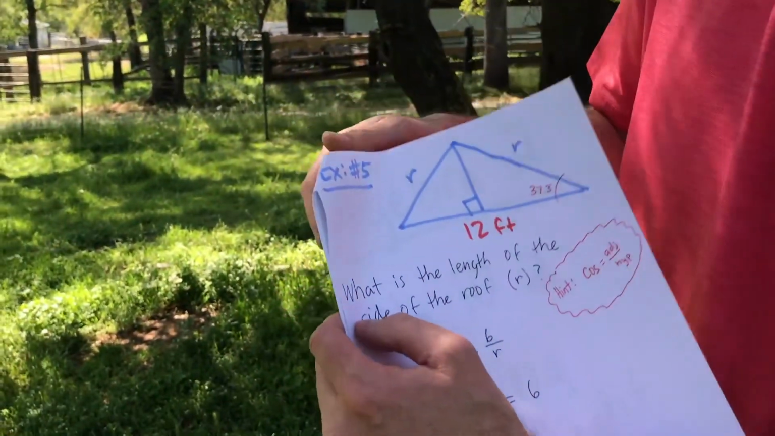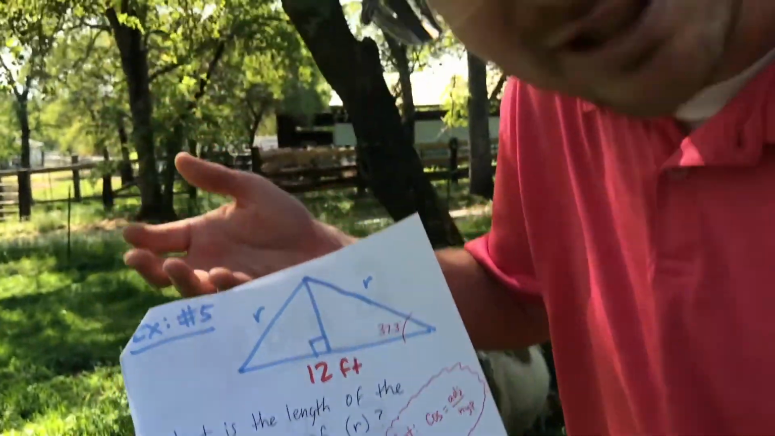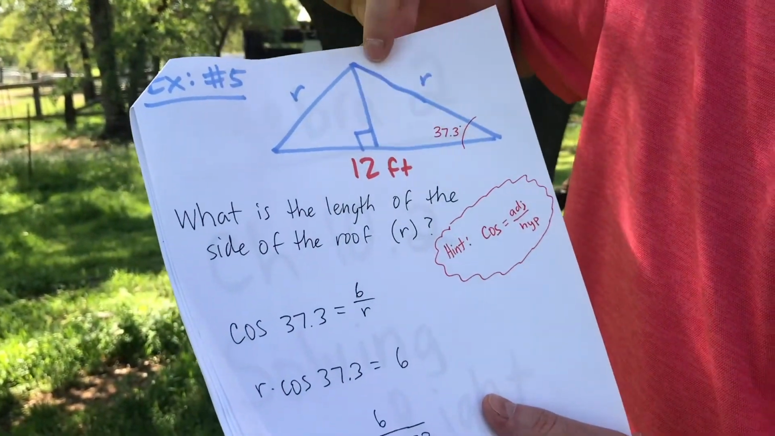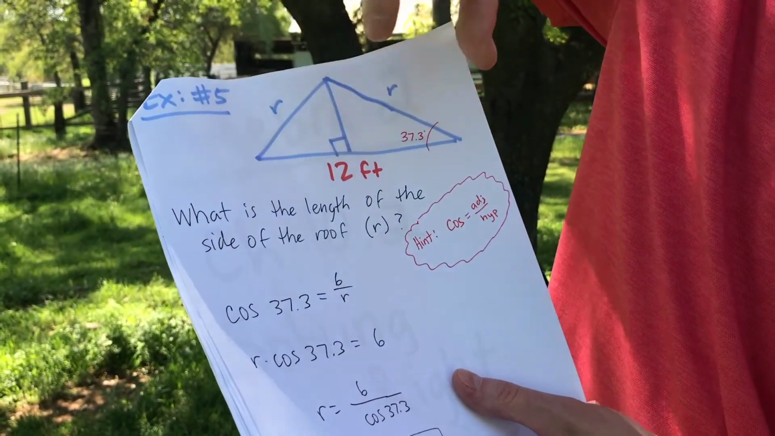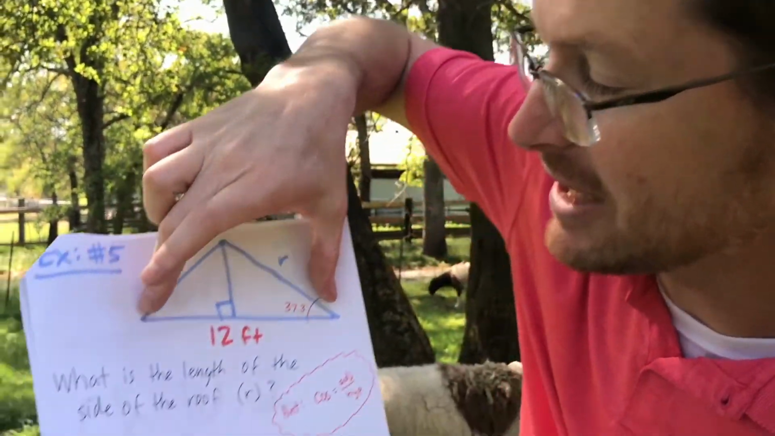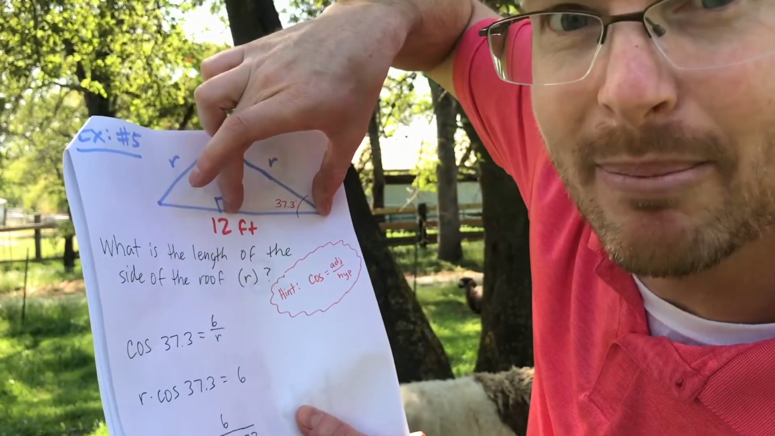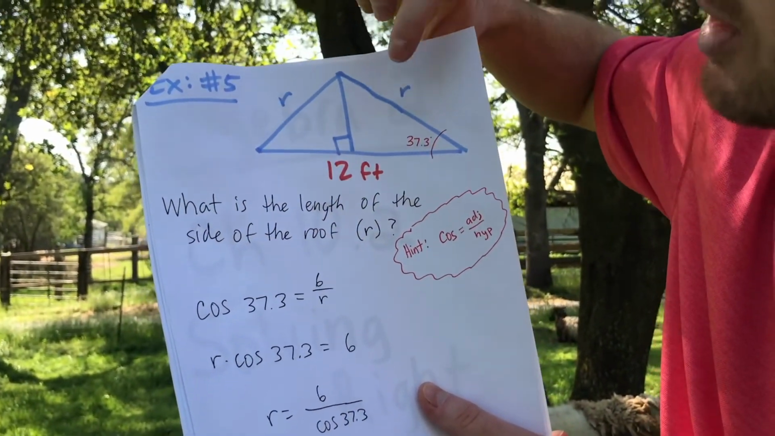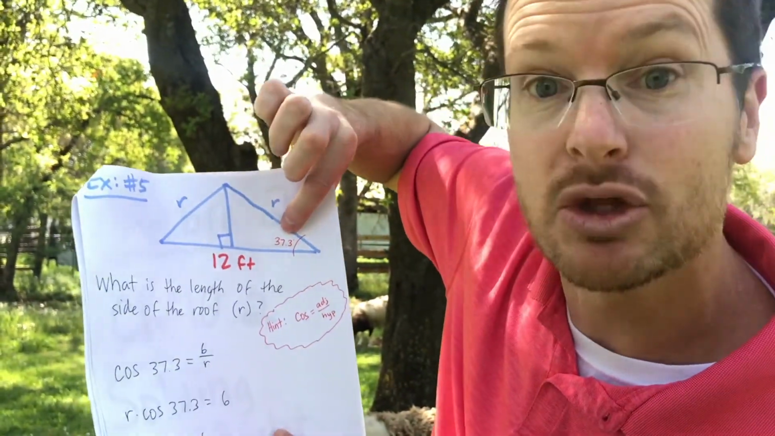Last problem we're gonna do, let's look over here. I got example number 5, and this is a roof. This is a house, but I was too lazy to draw the house, so I just drew the roof. This is R for roof, this is R for roof, and they give us this is 37.3 degrees. We know that's 12 feet, so here's the key to the problem. If that's 12 feet, then that has to be 6. So it says, what is the length of the side of the roof, R? I'm trying to find R. If we know that that's R, this is 6, and then that's the 37.3.